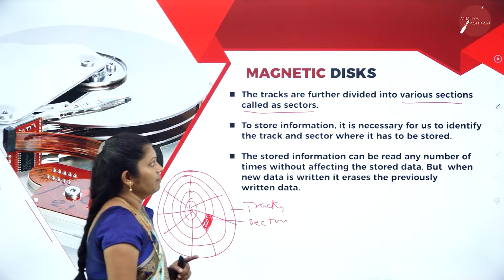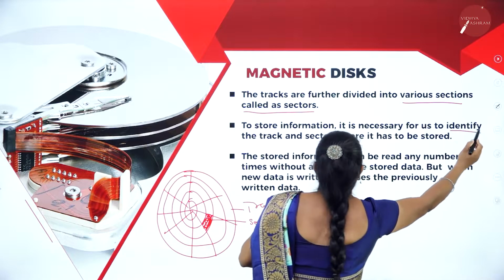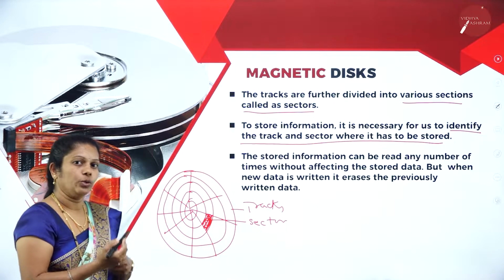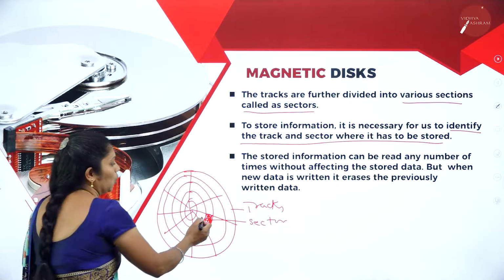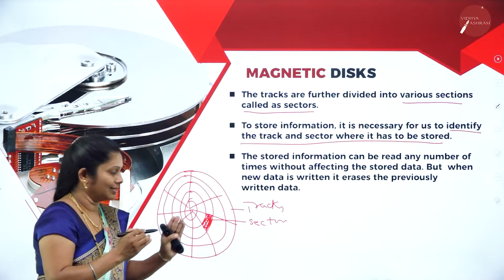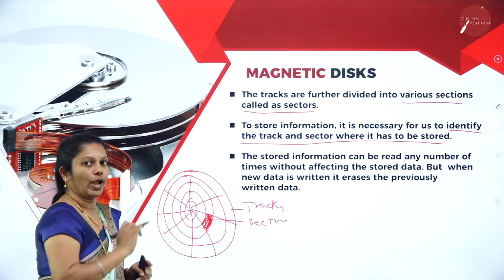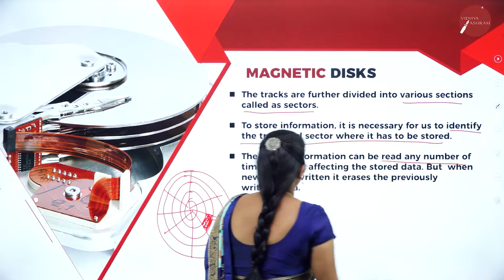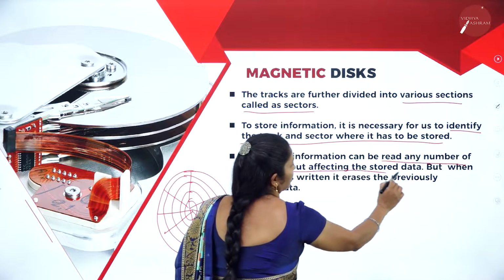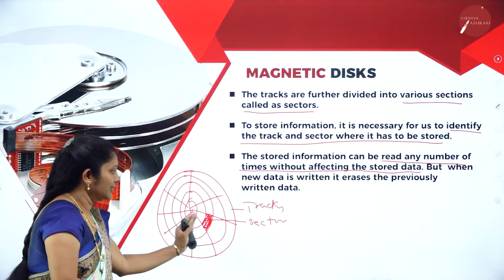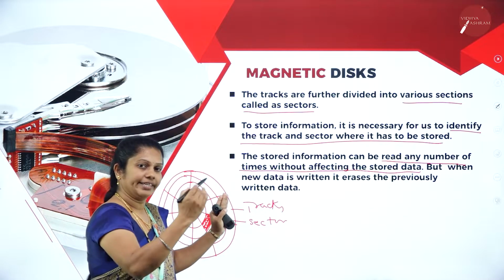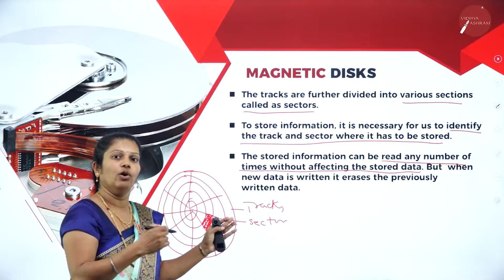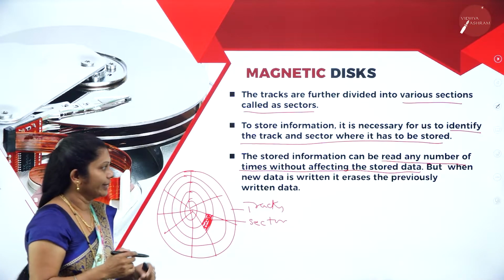To store information, it is necessary for us to identify the track and sector where it has to be stored. If I want to access any data, first I have to identify where exactly, on which track and on which sector, the data is present. The stored information can be read any number of times without affecting the stored data. In this sector, whatever data we have can be read as many times as we want without affecting the data.